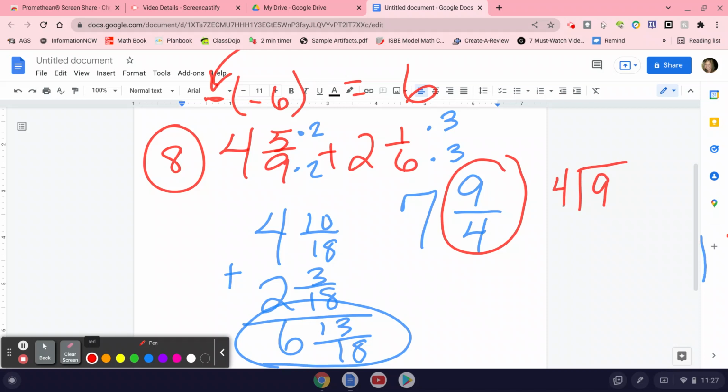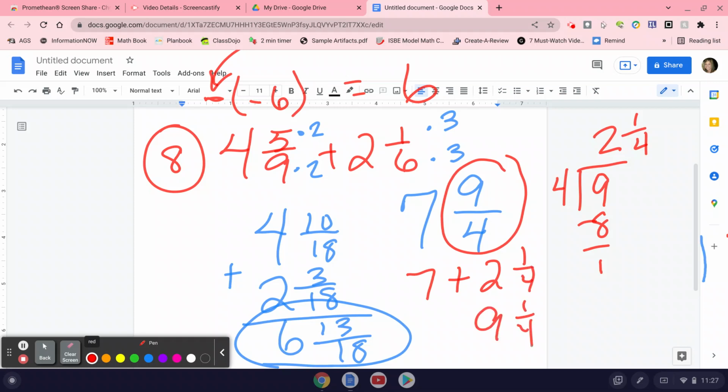How many times does 4 go into 9? 2, so that's 8. So I get 2 1/4. So really this is saying 7 plus 2 1/4, which is 9 1/4. Okay, that's kind of the harder addition problems. The chapter we're getting ready to start on, we're focusing all on fractions. So if you have forgotten how to do fractions, hopefully you'll be good to go by the end of this week.